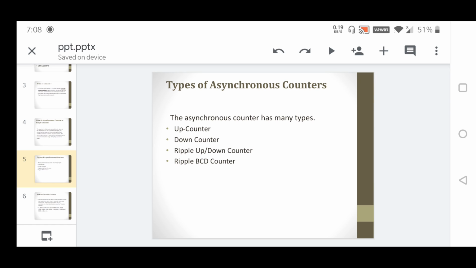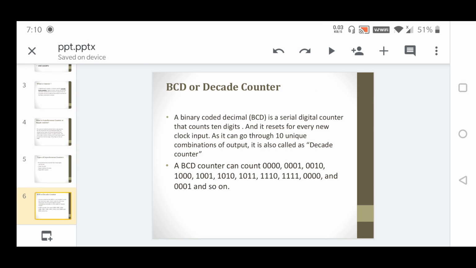Now before going to ripple BCD counter, let's first understand what a BCD counter is. A BCD counter or binary coded decimal counter is a serial digital counter that counts 10 digits and it resets for every new clock input. As it can go through 10 unique combinations of output, it is also called a decade counter. For example, 0 is represented as 4-bit 0000, 1 is represented as 4-bit 0001. Next 2, 3, 4, 5 and it will go up to 9, and after 9 it resets to its initial value, that is 0000.